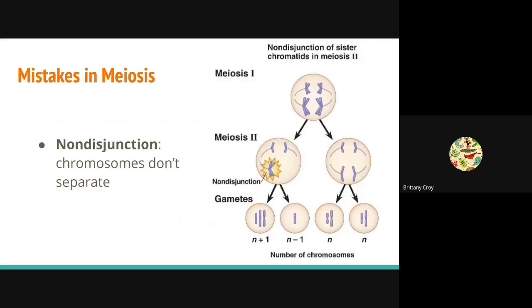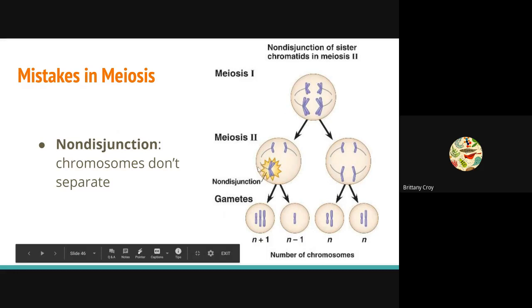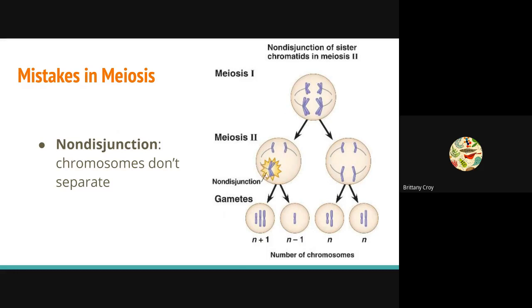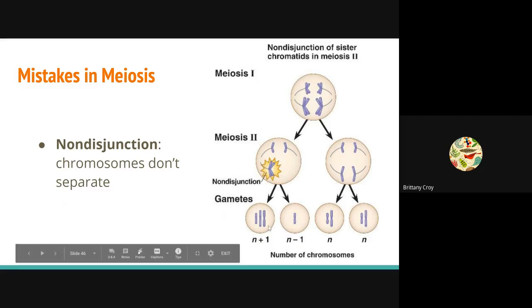Sometimes mistakes occur in meiosis. A common mistake is called non-disjunction. That's when the chromosomes don't separate. This would be an example of non-disjunction during meiosis 2. So there we have it separating correctly, but right here, this one is supposed to separate, but it doesn't. What's the result of that? Here we have a gamete with too many chromosomes, and here we have a gamete that doesn't have enough. This leads to genetic disorders like Down syndrome.